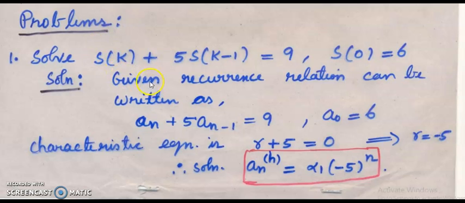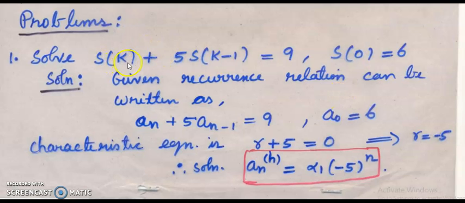So now let me rewrite it. The given recurrence relation can be written as a_n + 5a_{n-1} = 9, where a_0 = 6. So we can rewrite it in terms of a: S can be replaced by a and k can be replaced by n. So a_n + 5a_{n-1} = 9. S of 0 means the initial condition a_0 is equal to 6.